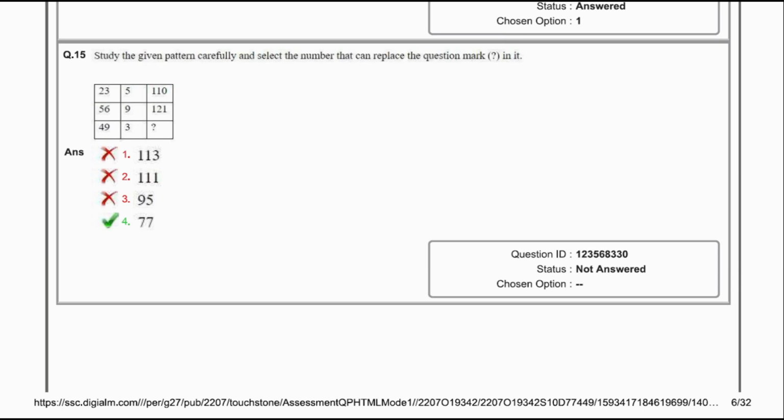You need to calculate it with the help of the given data, like 22 into 5 is 110, 55 into 3, then in the same order. Then move to question number 16.